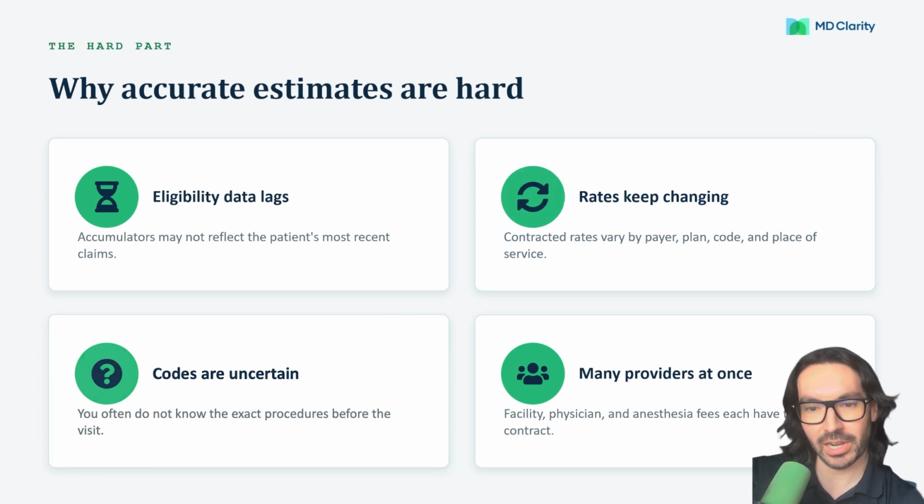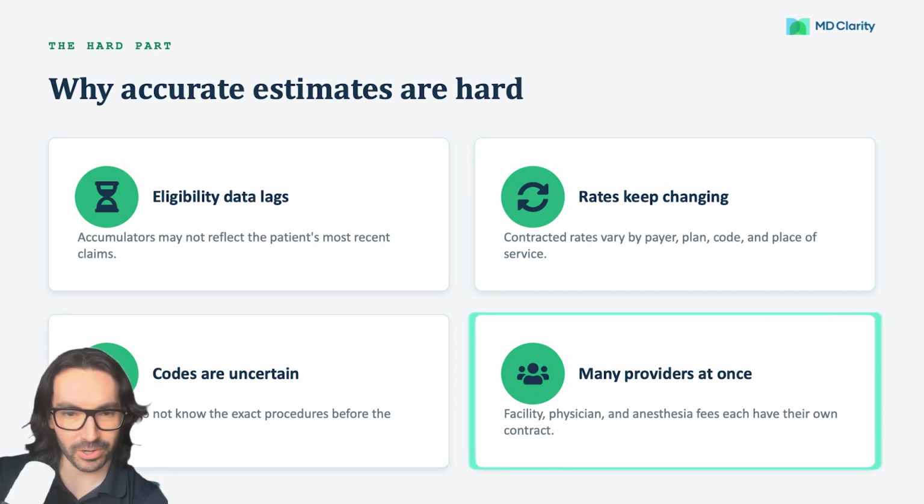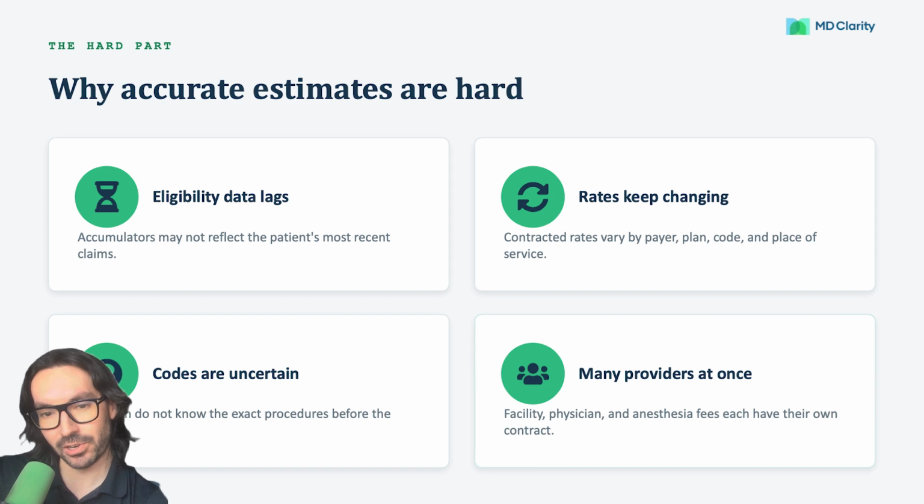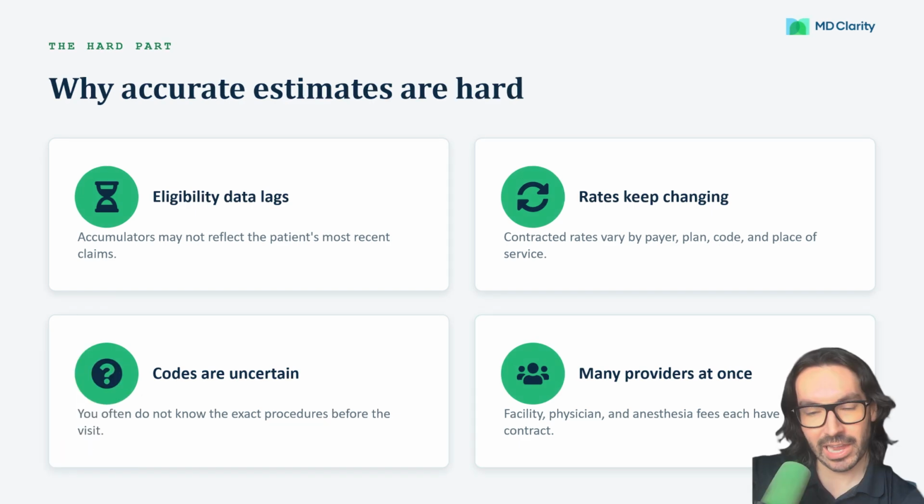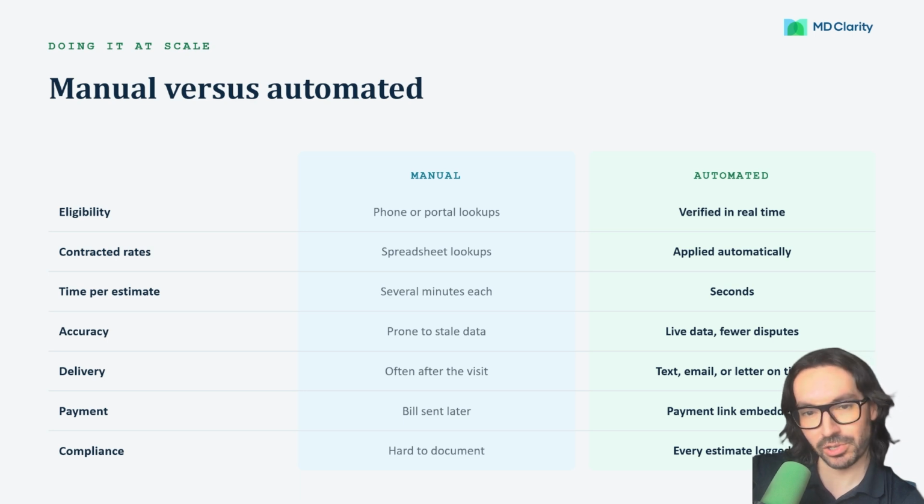Third, you don't know the exact procedure codes before the visit. And fourth, many encounters involve several providers at once: a facility fee, a physician fee, and an anesthesia fee, each with its own contract. Accuracy isn't a question of how careful your staff is, it's a question of the quality of the data underneath them. That brings us to how you actually produce these estimates.